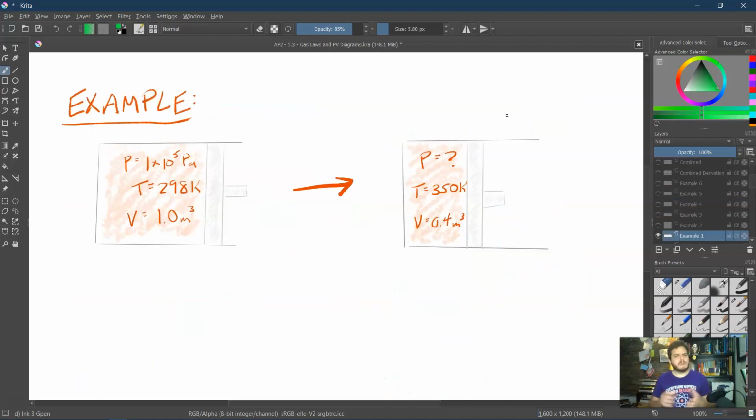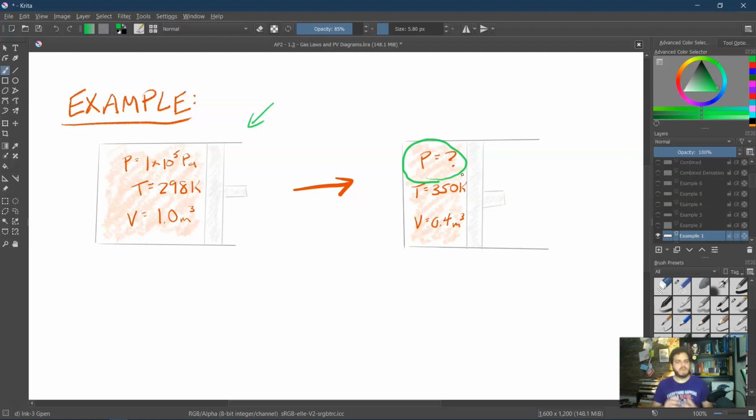So let's take a minute to look at an example. Imagine I have some piston over here, and inside this piston there's a gas, and we know all of its state variables. We know its current pressure is 1 times 10 to the 5th pascals, its current temperature is 298 K, and its current volume is 1.0 meters cubed. And let's say we then compress it, we push the piston closed. And when we do that, the volume goes down to 0.4 meters cubed, the temperature goes up to 350 K. Well, what is the new pressure going to be?